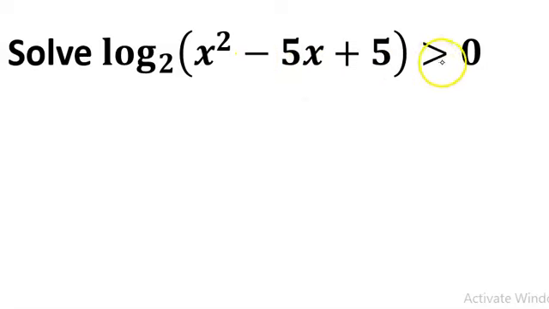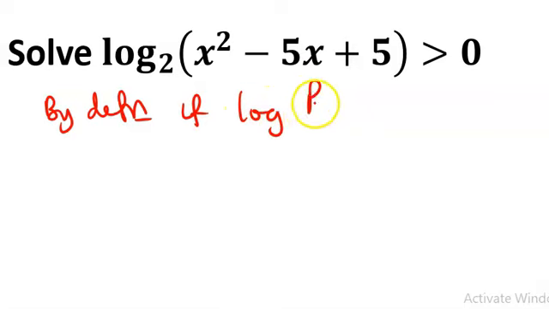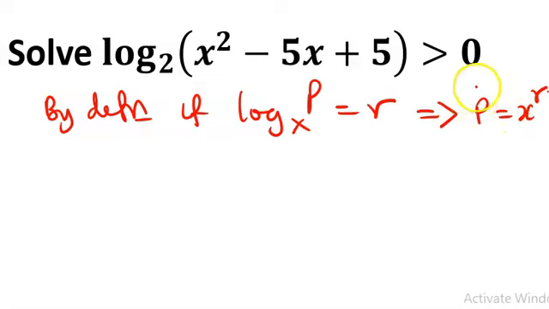In this video, we are going to solve log to the base 2 of x squared minus 5x plus 5 greater than 0. So let's see how we are going to solve this question. By definition, if log of p to the base x is equal to r, then it implies that p is equal to x raised to the power r. So this is what we are going to use.